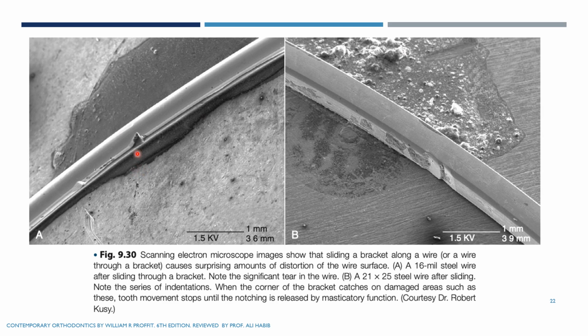And how does it get released? It gets released by masticatory function. So when we eat and apply masticatory forces on the teeth, bone will bend and these notches will be released to allow tooth movement. So this shows you the importance of sometimes checking the wire and changing it every time, to avoid this kind of notching. Notching here can occur due to these damages that sometimes happen to the wires, and also when the wire bends against the bracket edge or the corner of the bracket.